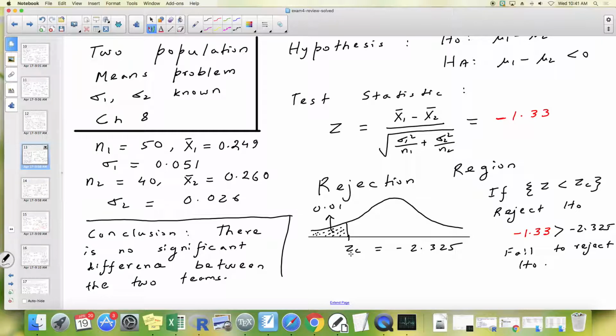When do we reject? If Z is less than ZC, that means the left tail, then you reject H0. Does that happen for us? No. For us, Z is minus 1.33, which is actually bigger than minus 2.325. So we fail to reject H0.